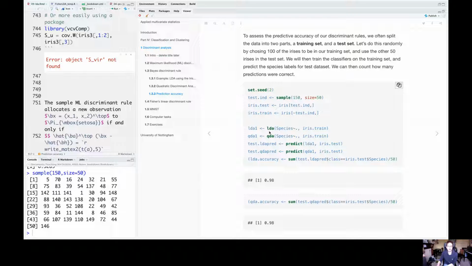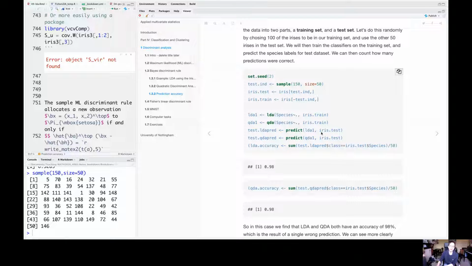So what I do then is I train a linear discriminant analysis classifier using the training data set, a quadratic discriminant analysis classifier using the training set, and then I'm going to predict the test data using my two classifiers. So I predicted using LDA and predicted using QDA, using the test data. So that gives me a whole load of class labels. And I'm just going to compare when they're the same as the real labels.